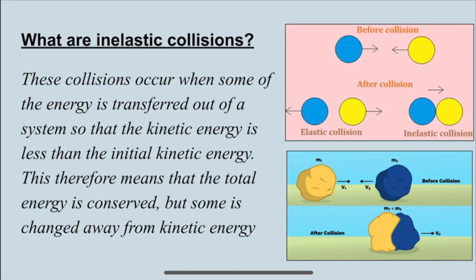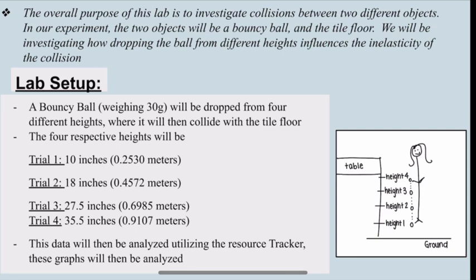For our lab setup, the overall purpose of this lab is to investigate collisions between two different objects. In our experiment, the objects are a bouncy ball and the floor. We're going to drop the ball from 4 different heights. Trial 1 is 10 inches. Trial 2 is 18 inches. Trial 3 is 27.5 inches. And trial 4 is 35.5 inches. We converted these all to meters. The bouncy ball weighs 30 grams, and we're going to use Tracker to analyze it.